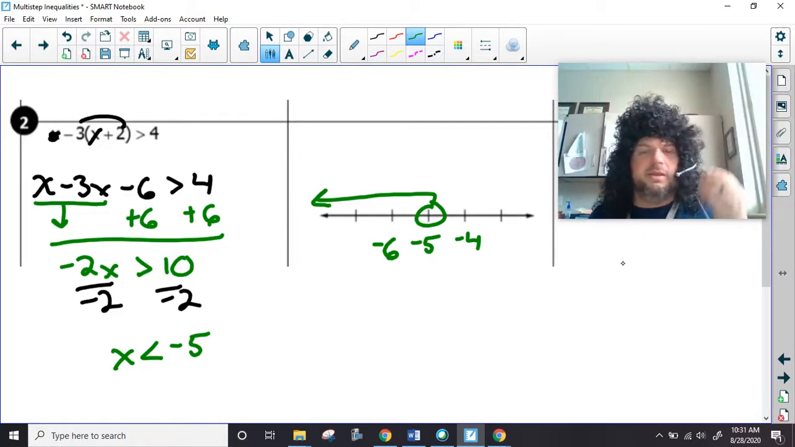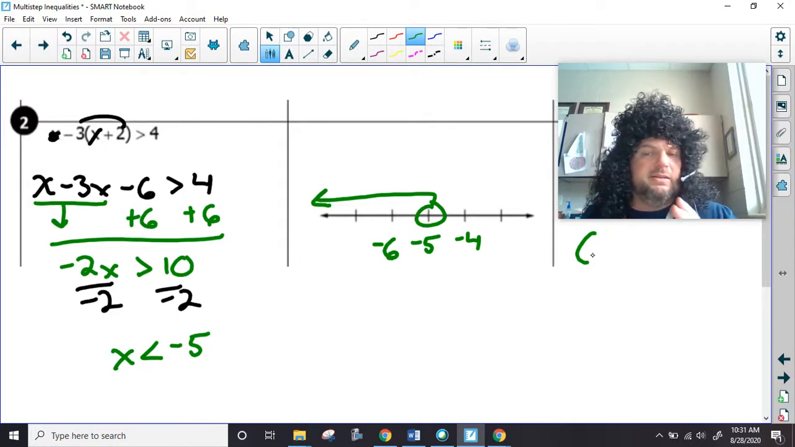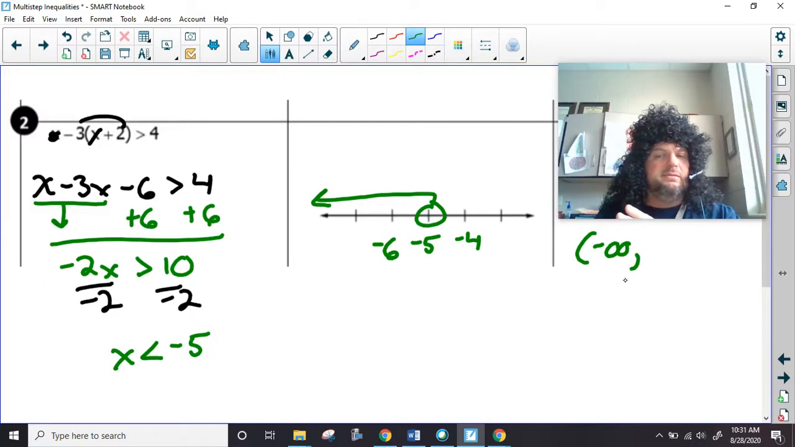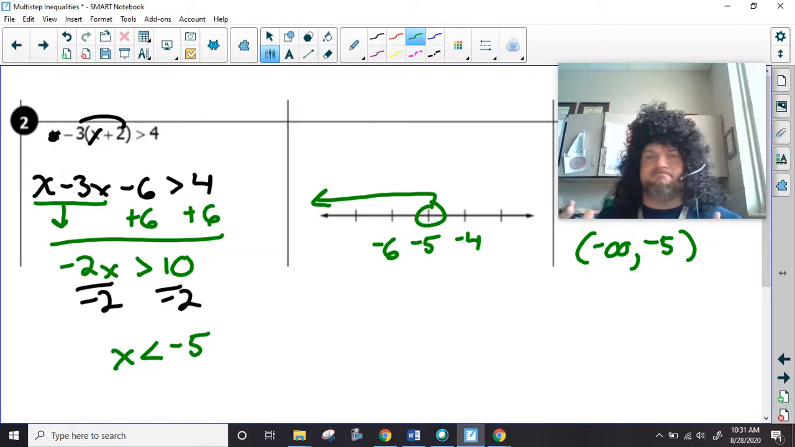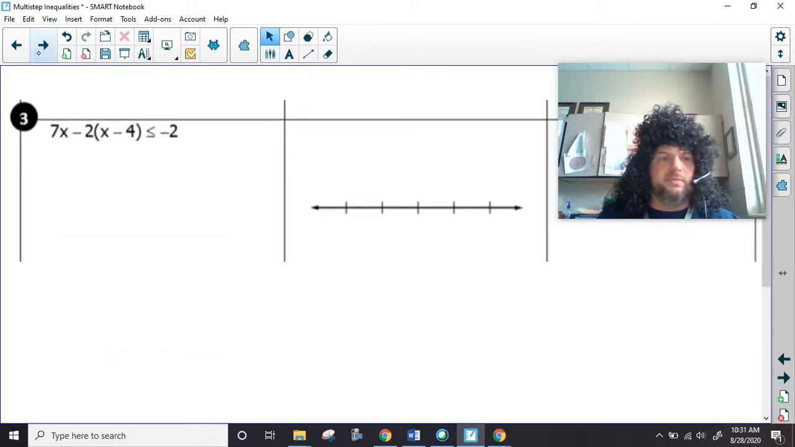So for our interval notation, on the left-hand bookend is negative infinity. It goes all the way to negative infinity, then it comes to negative 5 and stops. That's it. This is what people usually have questions with, but if you do the graph first and think about it as bookends, you usually will do quite well.